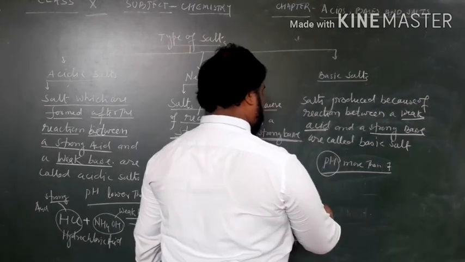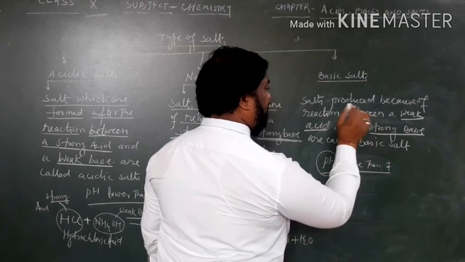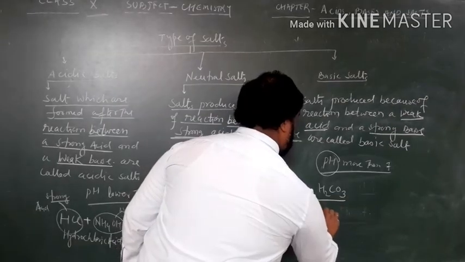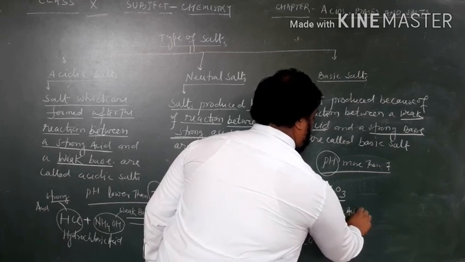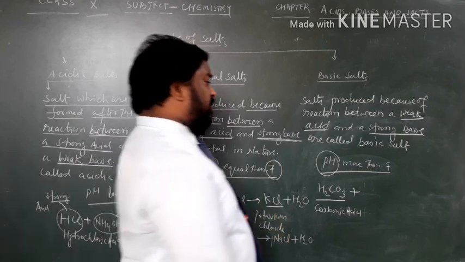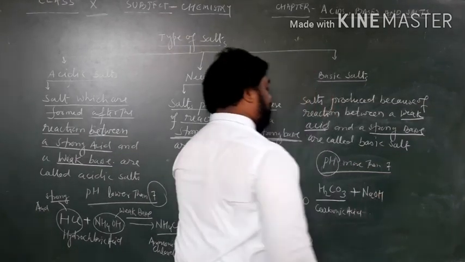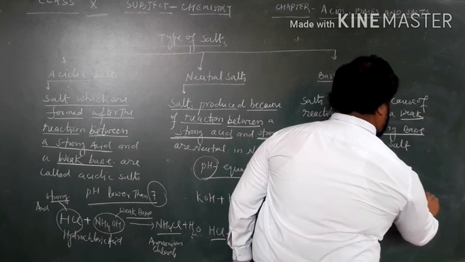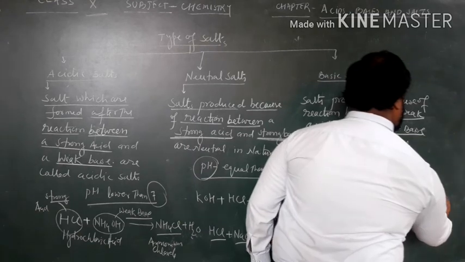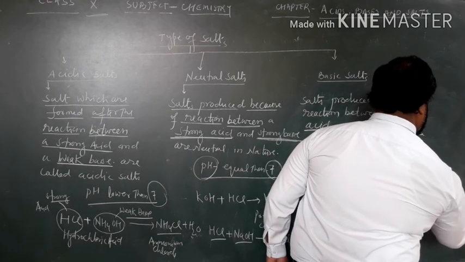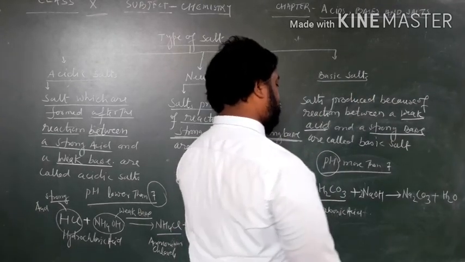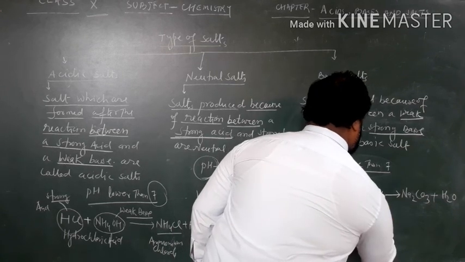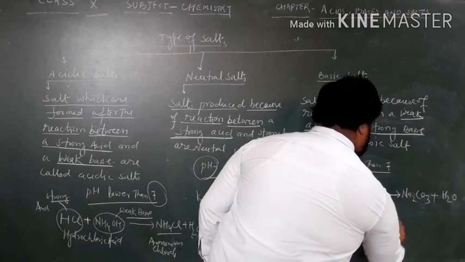So for example, one is a weak acid, H2CO3, carbonic acid, plus a strong base, sodium hydroxide. It will form Na2CO3 plus H2O.